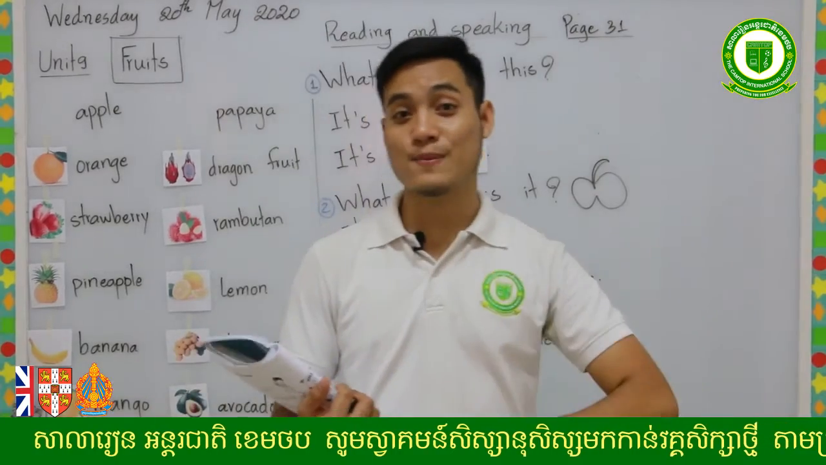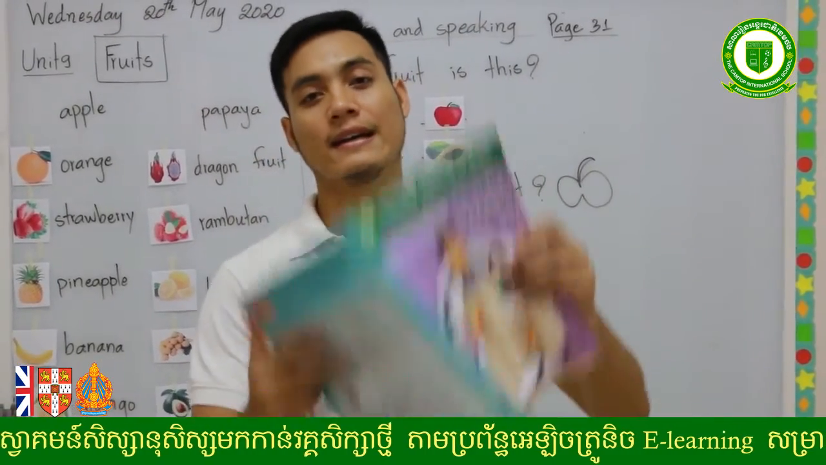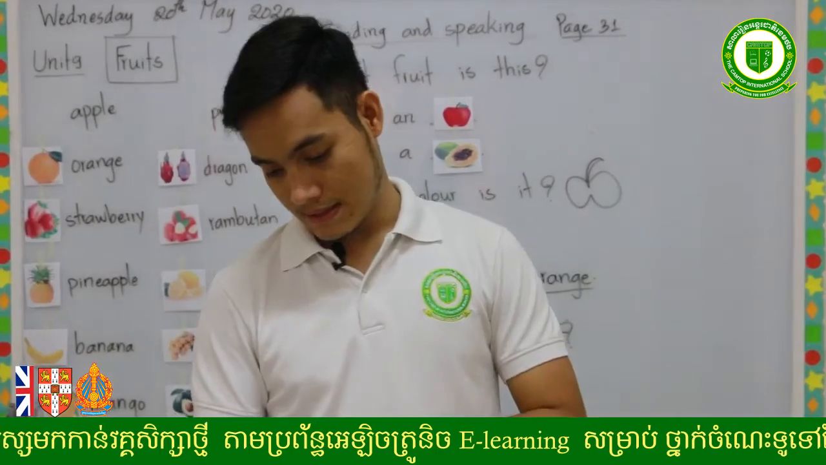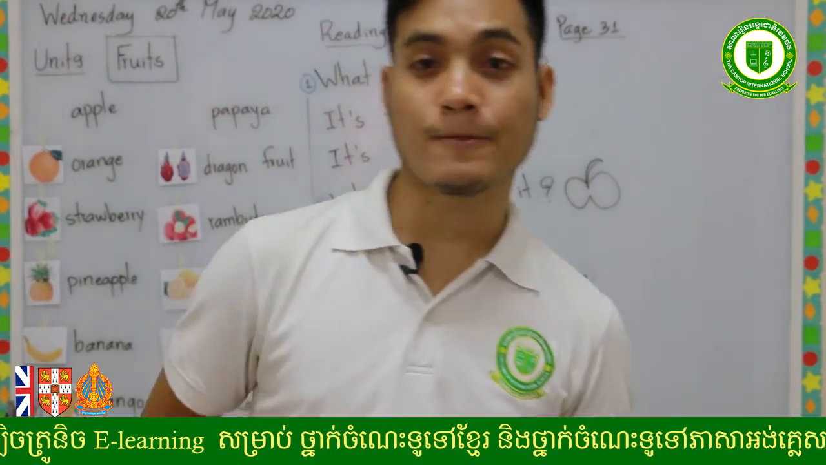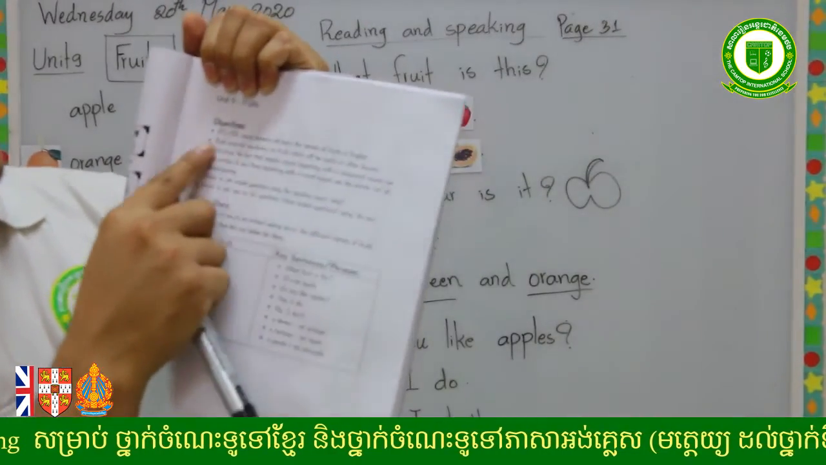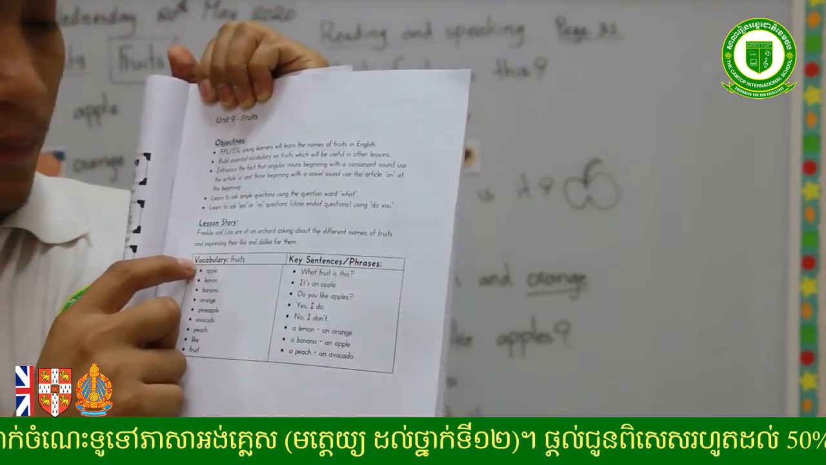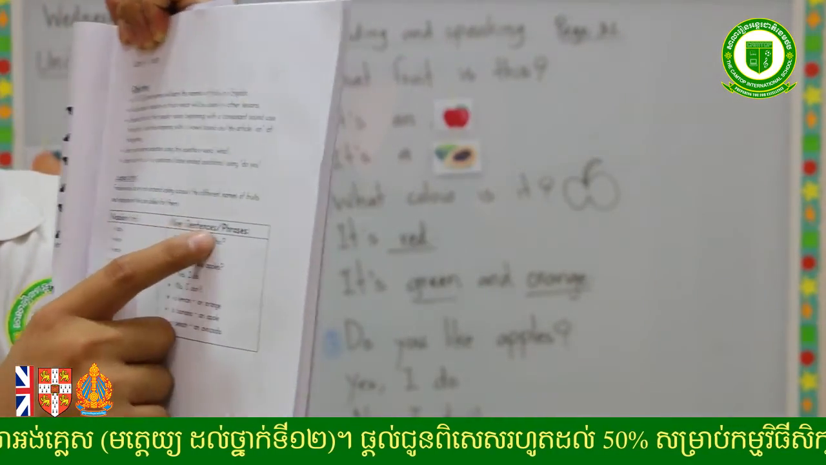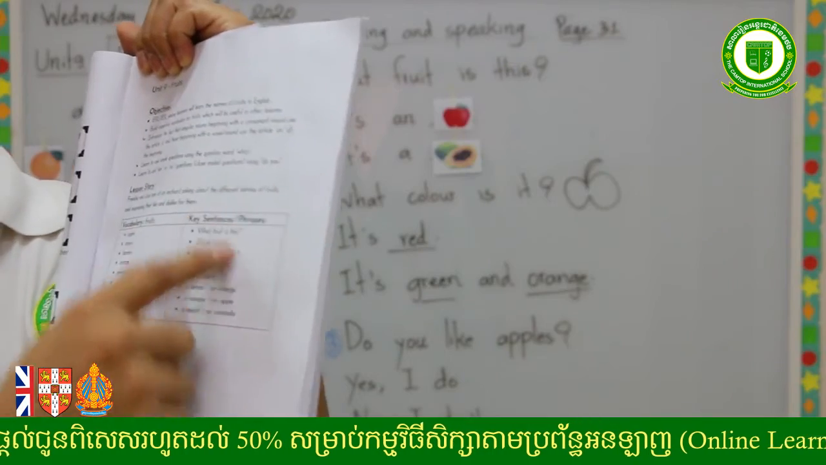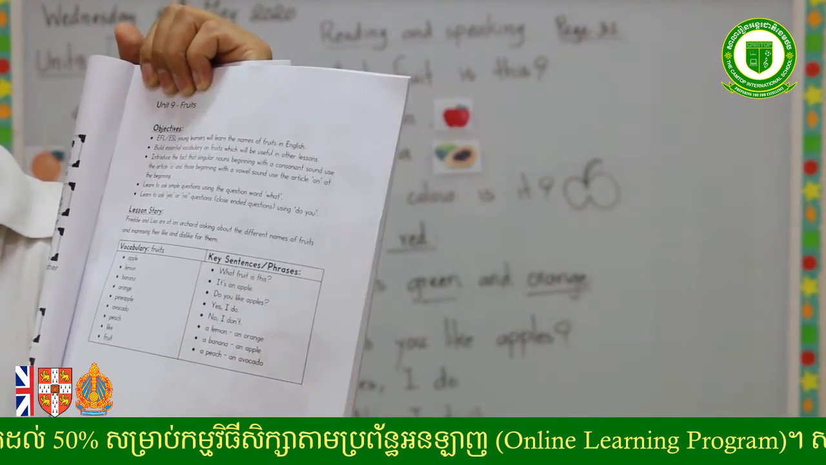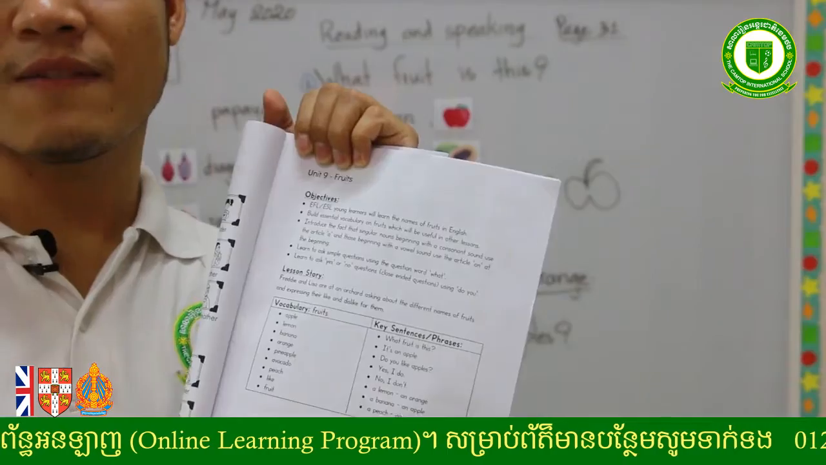So don't forget, practice more on words and reading. Before saying goodbye, I have homework for you in your conversation book on page 31. On page 31 you need to read about reading and speaking, the new words, or we can say vocabulary, and also the key sentences or phrases, like what fruit is this, what color is it, do you like apples. So practice the reading here, and don't forget, read it for your friends and for your class.